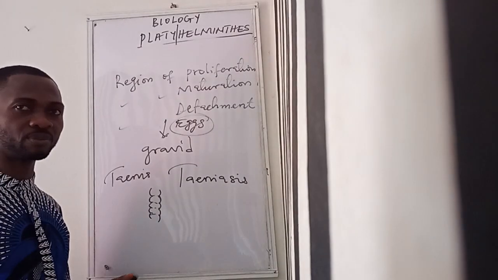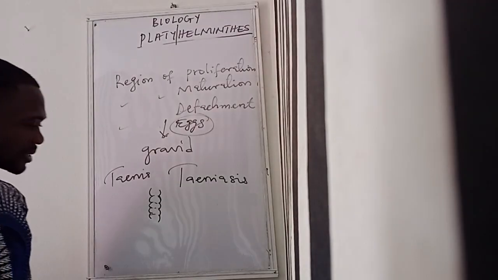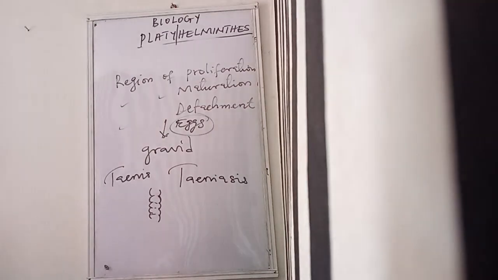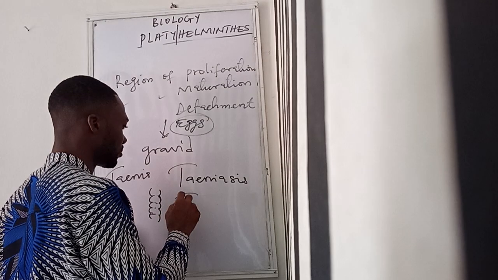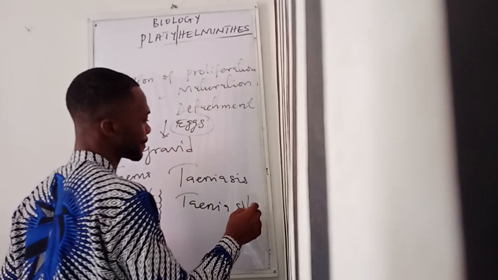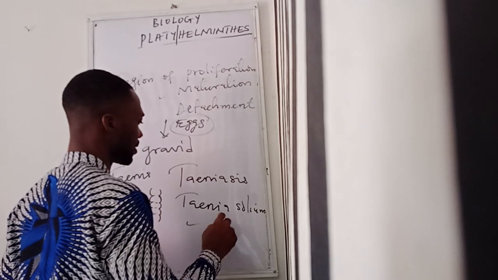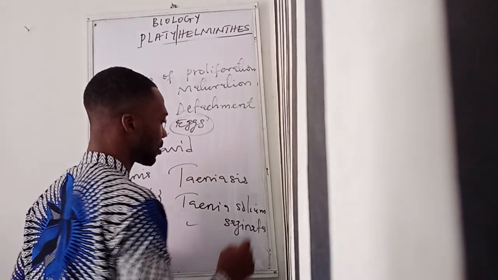I wouldn't want to go into the life cycle. This is not parasitology. This is biology. So the biology of the organism is what we have just looked at now. So that is it about the tapeworms, which are also called Cestoda. And I've mentioned examples: Taenia solium and Taenia saginata.